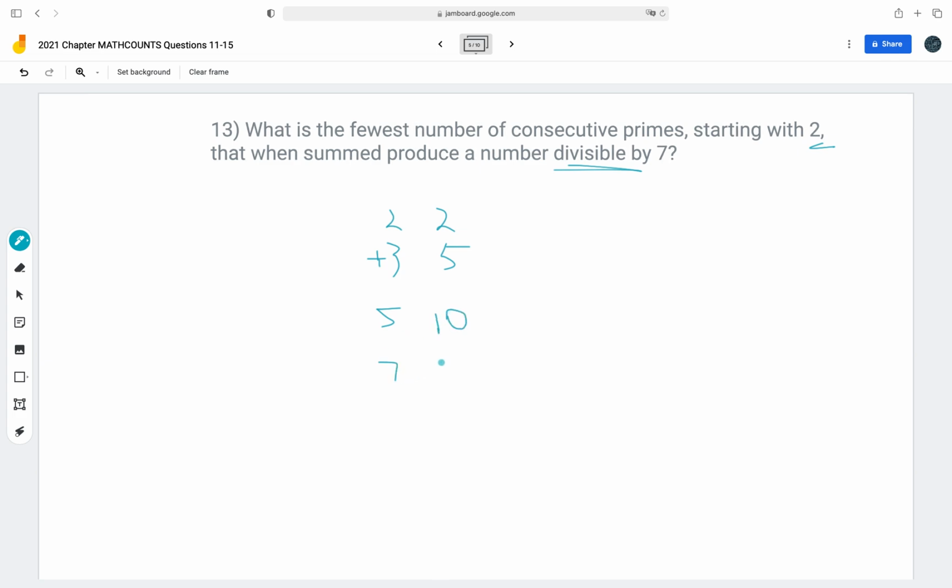Plus 7. 17. And plus 7. Plus 11. And I see this, and 28 is 4 times 7, so we can have here. So then saying 28 or 11 won't be correct because you have to go back to the problem. It was the fewest number of consecutive primes. So we have 1, 2, 3, 4, 5. So our answer should be 5.